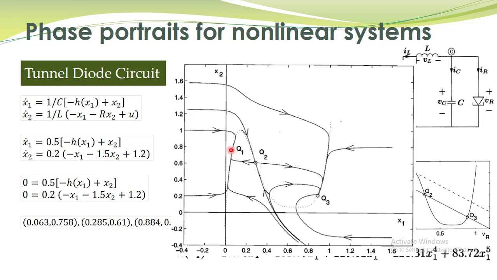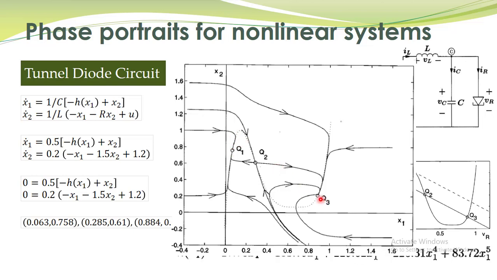So what is the behavior of the system near this equilibrium point? What do you think is the type of this equilibrium point? The types which we have already studied are focus, node, and saddle. So it is a node. All the trajectories, for example this trajectory, finally converge to this equilibrium point. All the trajectories which start near this equilibrium point converge to it. So this is a stable node.